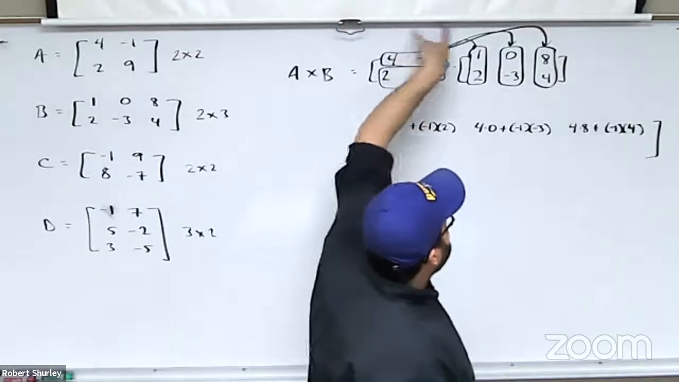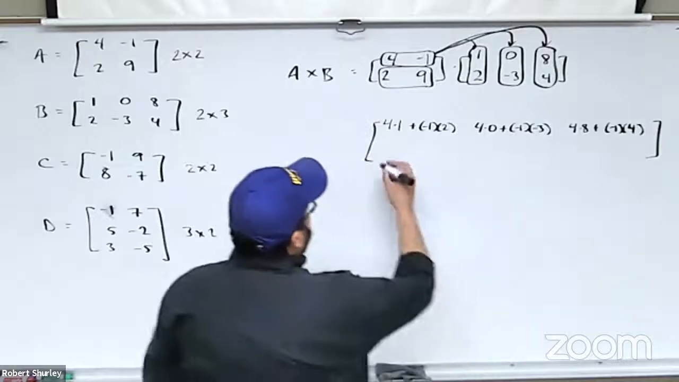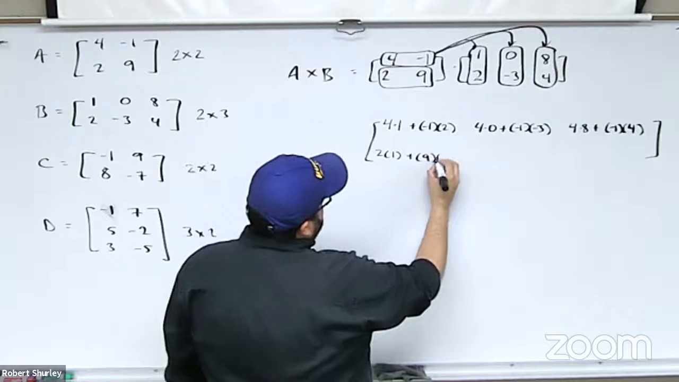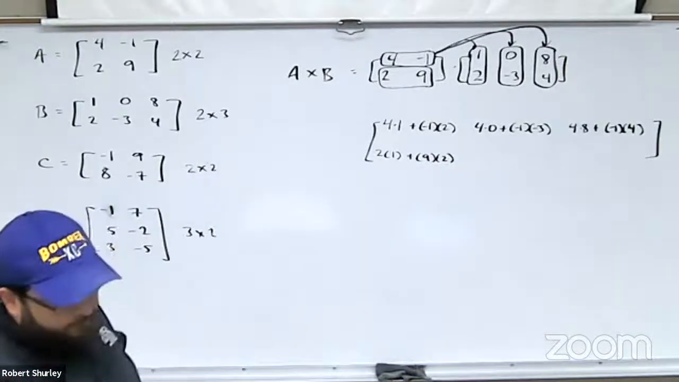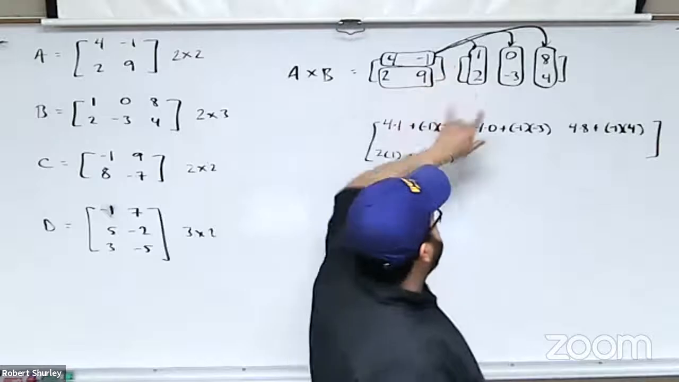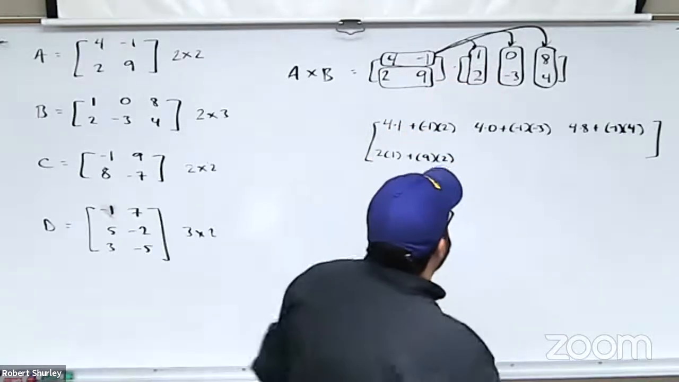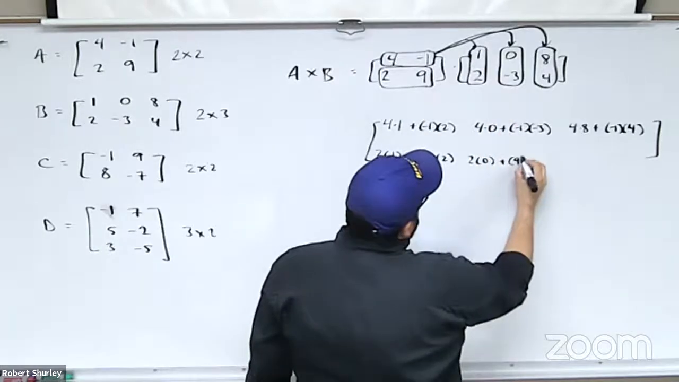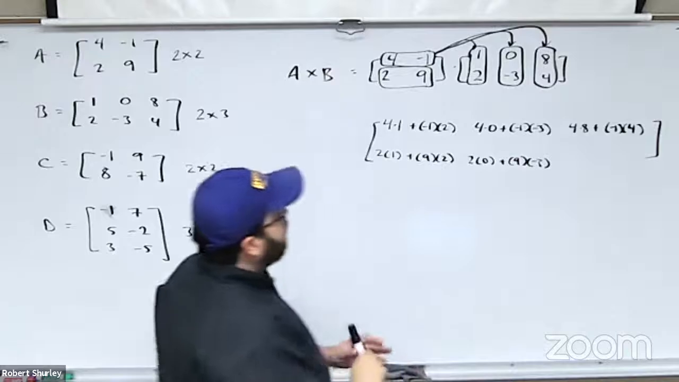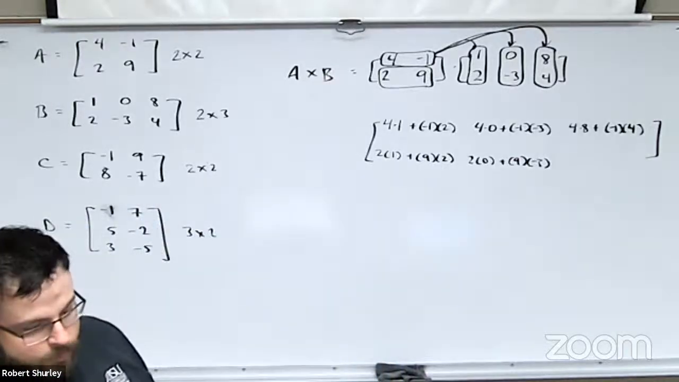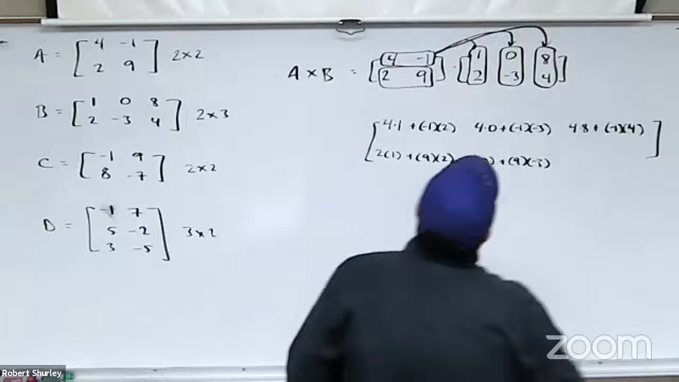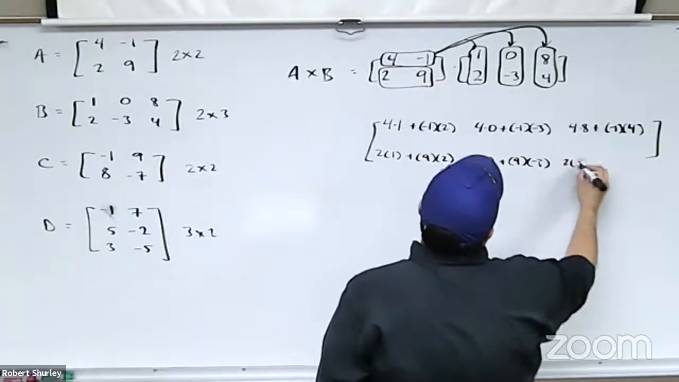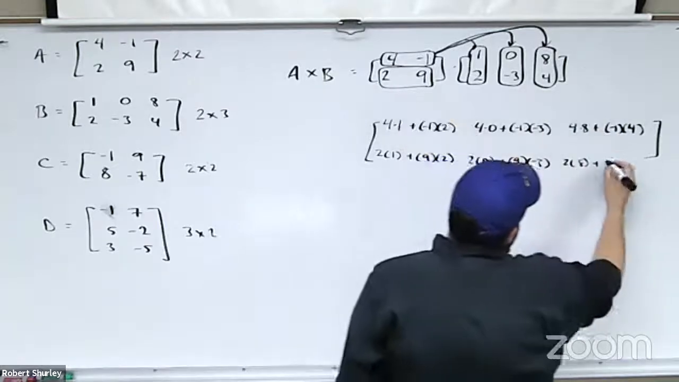The 2 and the 9, I'm going to drop it into the marinara. The 2 and the 1 overlap, and then the 9 and the 2 overlap. Now I'm going to do the same thing with the 0 and the 3. The 2 and the 0 overlap, and the 9 and the -3 overlap. And then lastly with the honey mustard, the 2 and the 8 overlap, and then the 9 and the 4 overlap.